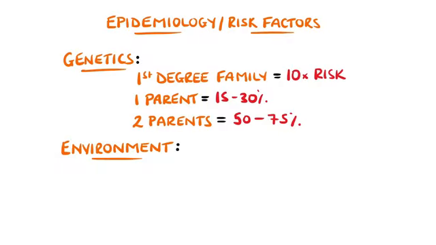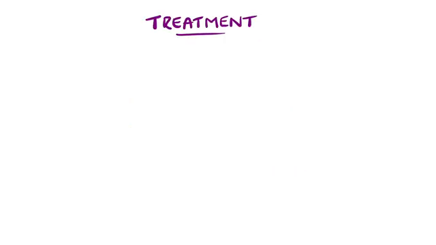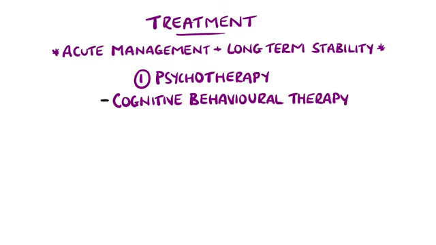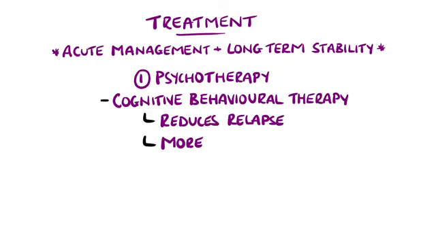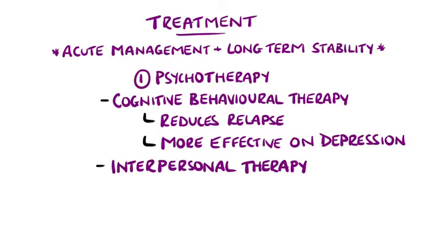There are environmental factors such as significant stress like death or illness, as well as other stress factors like relationship or financial stresses. The treatment primarily involves management of the acute phase and stabilization over the long term, as there is an increased risk of suicide in bipolar patients. Psychotherapy, including cognitive behavioral therapy, which is useful in preventing long-term relapse, is effective on depressive symptoms, and interpersonal therapy is another option. However, they have not been shown to be as effective when treating manic episodes.